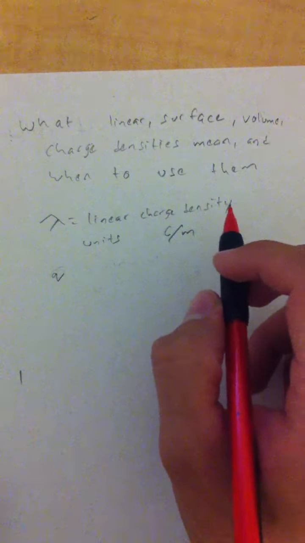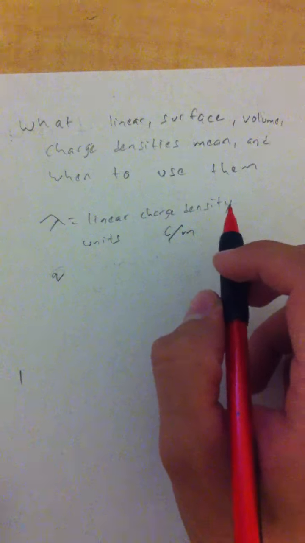So for number one, linear charge densities, we use the symbol lambda. And that's saying that if we have a line like this, it's going to have a charge Q, but it's going to be per meter. So in a line, we have a coulomb of charge per meter.